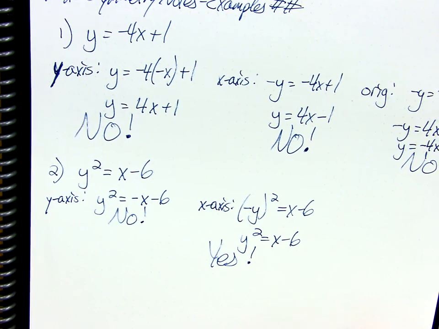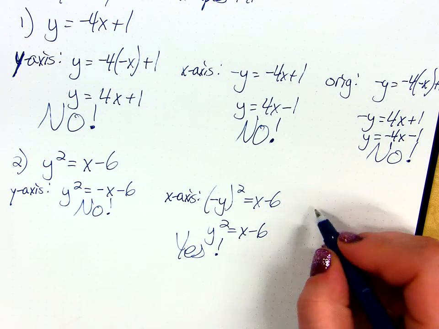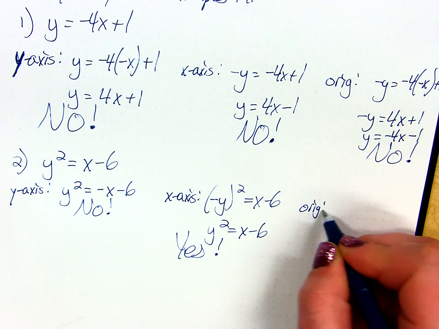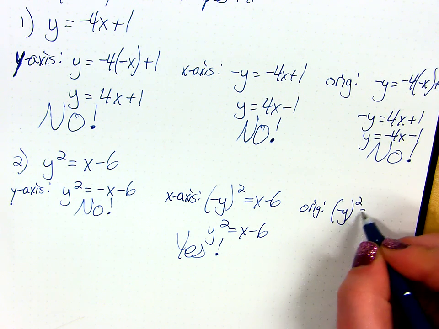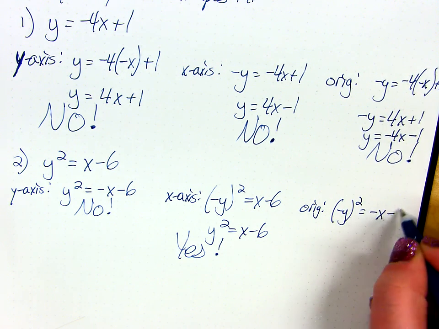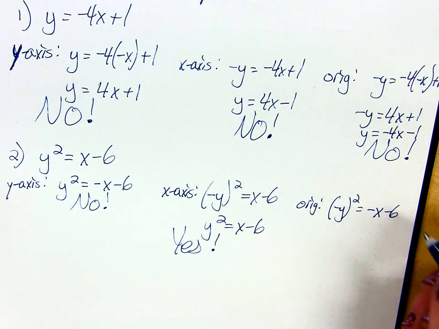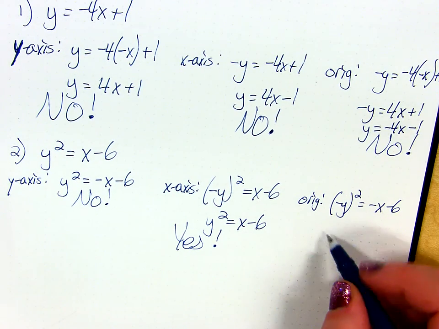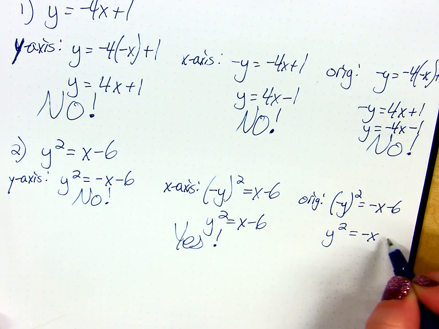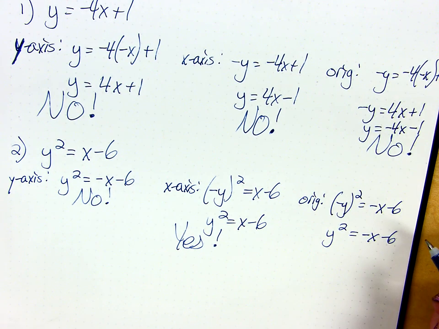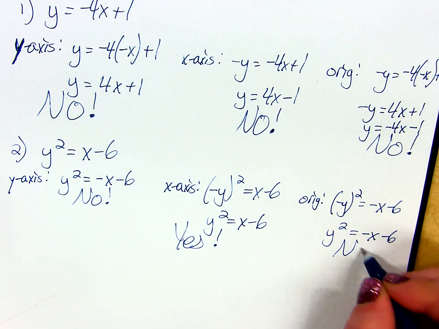All right, let's test for the origin. So we have to do negative y and negative x. So even though I can simplify this side and get y squared, I still have that negative x minus 6, which does not match my original. So the origin is a no.